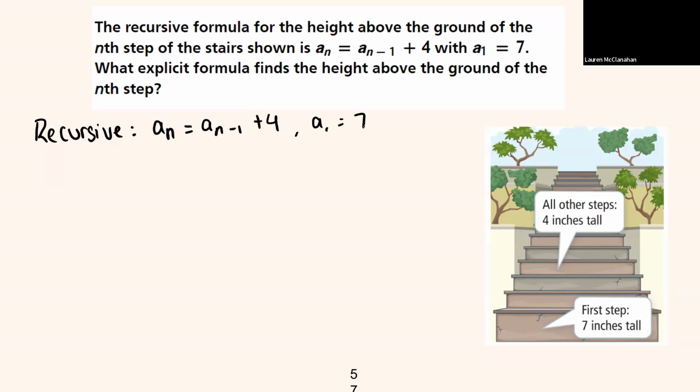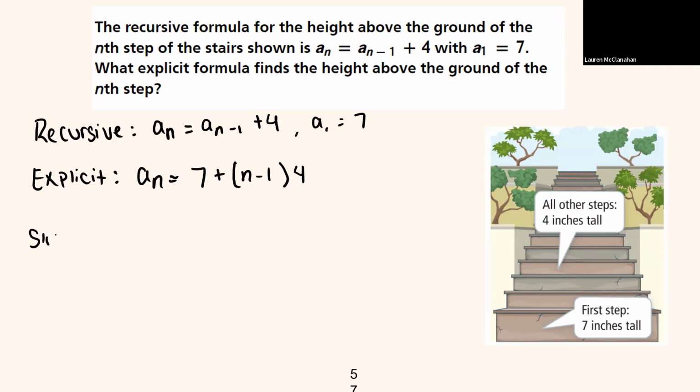Okay, so this literally gives us all of our information to write explicit form. Okay, so we're going to write explicit. a_n equals a_1. Well, this recursive formula just told me what a_1 was, and it's 7. So 7 plus parentheses n minus 1 times 4. This picture also showed us the first step was 7 inches tall, and then after that, it was 4 inches. After that, we were constantly adding 4.